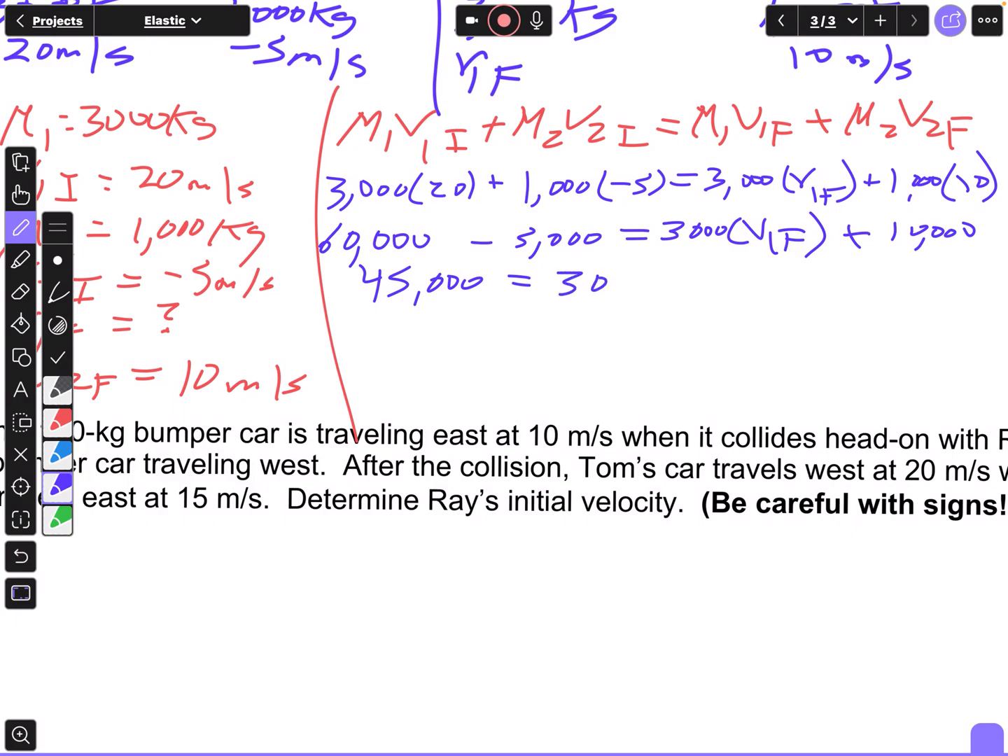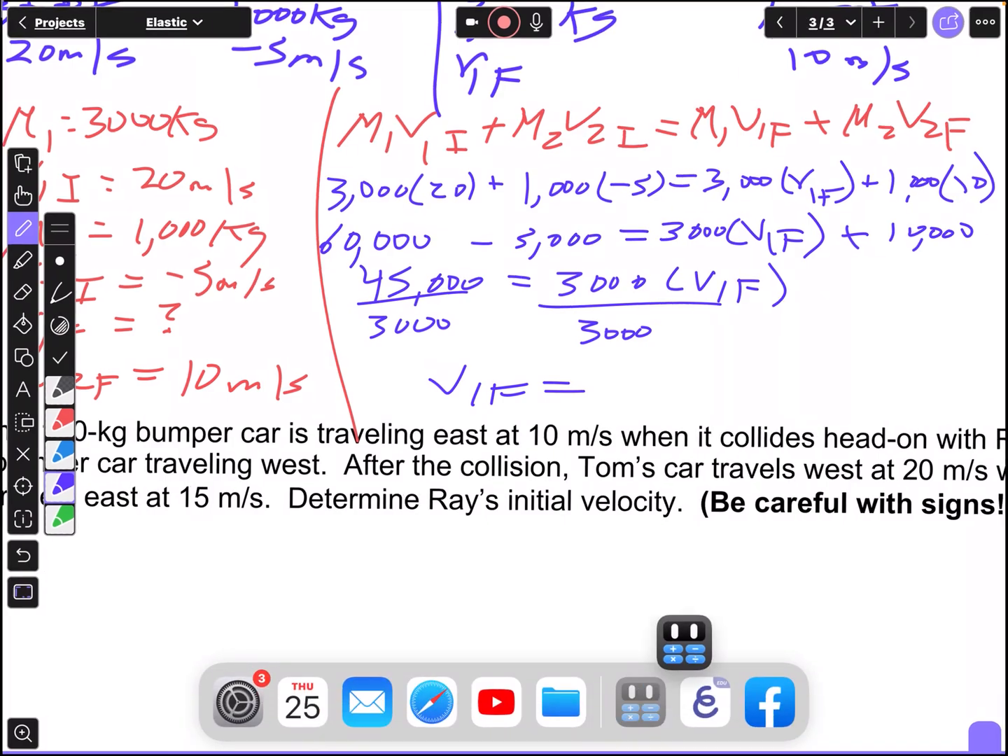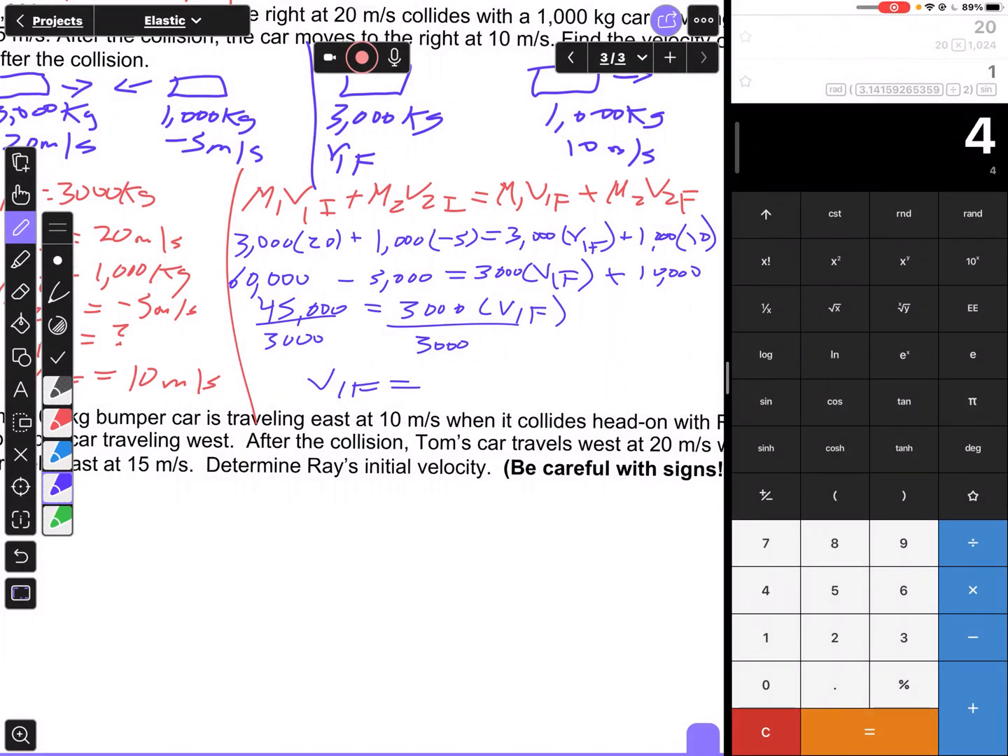equals 3,000 V1F. If I divide both sides by 3,000, my answer, V1F, the final velocity of the first object, is 45,000 divided by 3,000 equals 15. So it would be positive 15 meters per second.